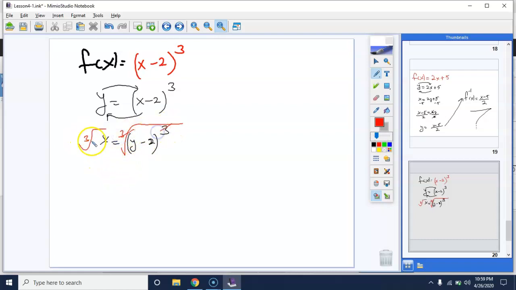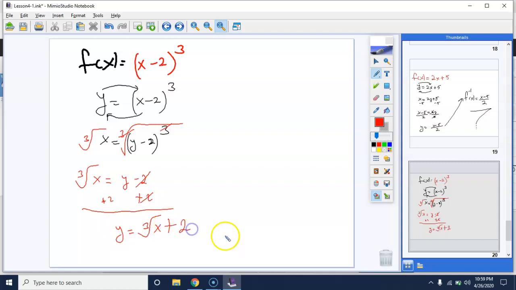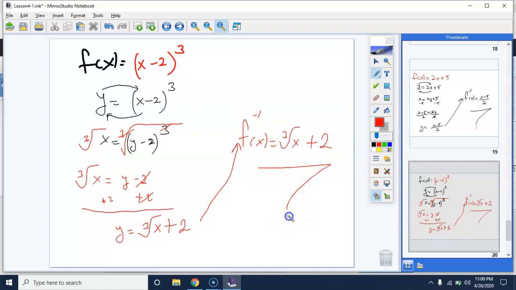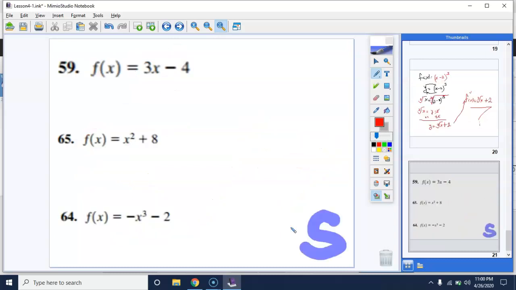These two will cancel each other. Cube root of x equals y minus 2. And lastly, if I do plus 2 plus 2, I should be fine. Y equals cube root of x plus 2. So that's my inverse. F of negative 1 of x equals cube root of x plus 2. So that's my inverse. Just easily follow the steps and you will see.